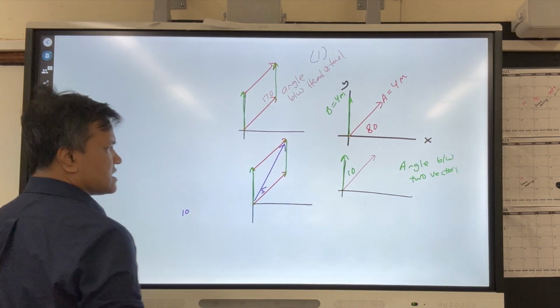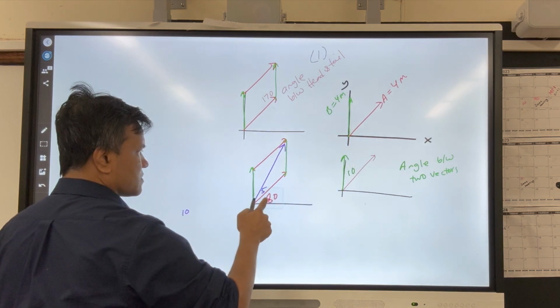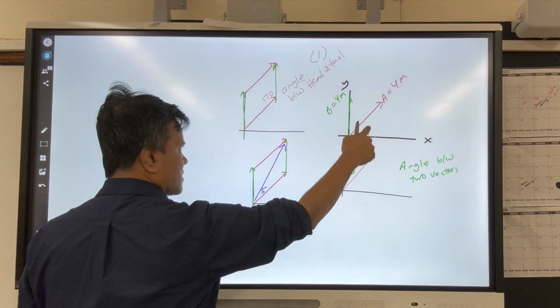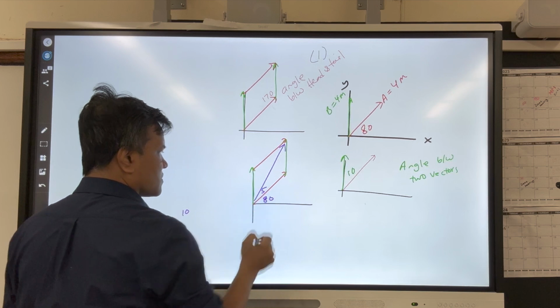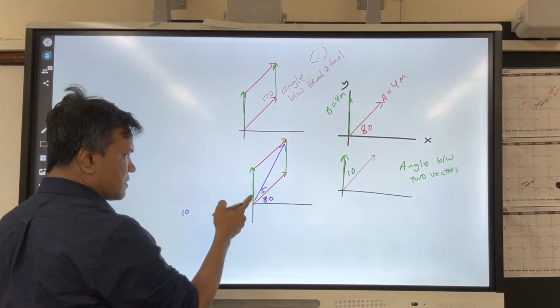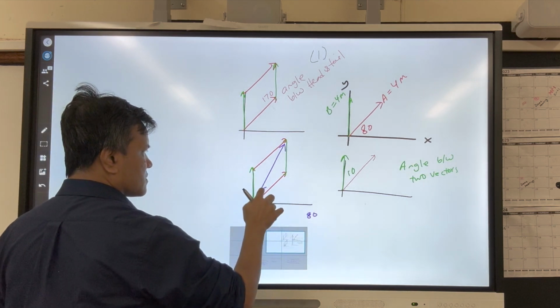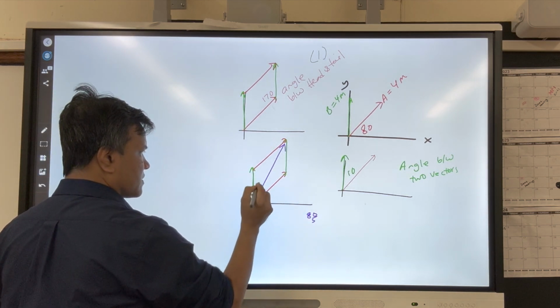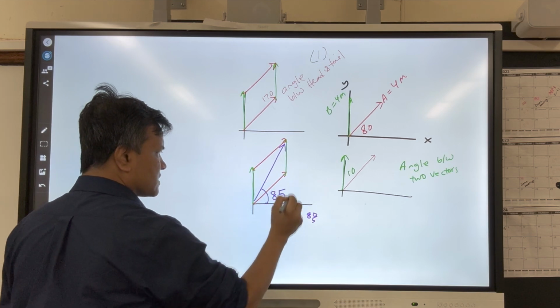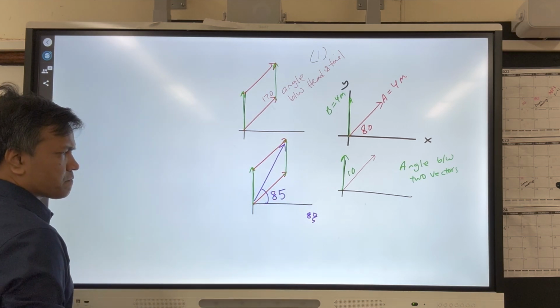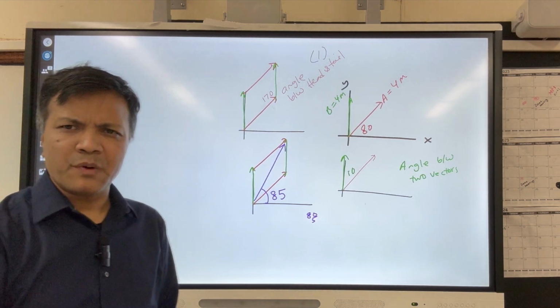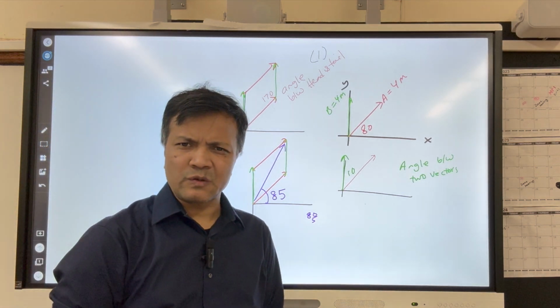And this I already gave you, 80. So this is 80. I'm sure you can add them up, 5 plus 80, 85. So this is 85. This is the resultant angle. Very important, these things. You really need to know these things.